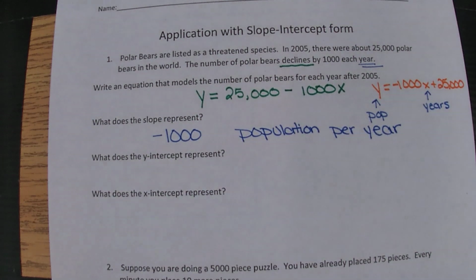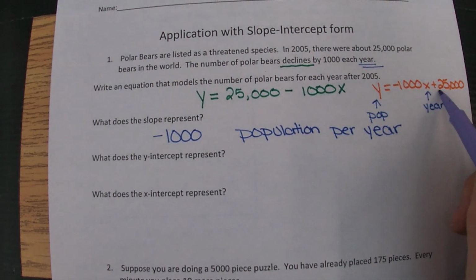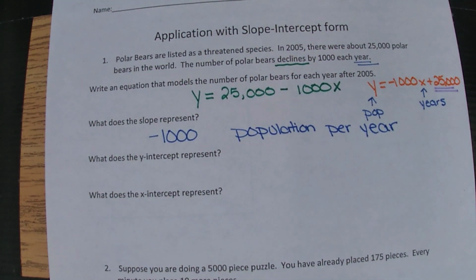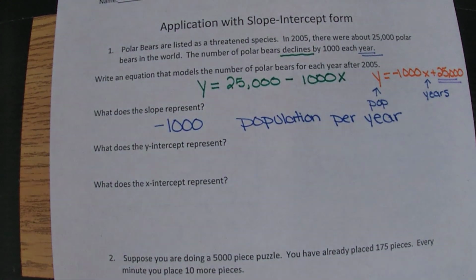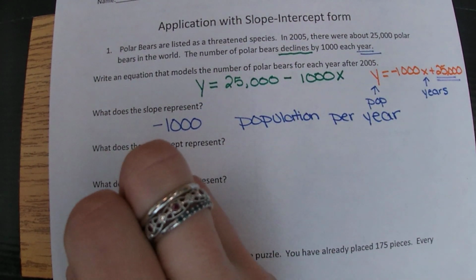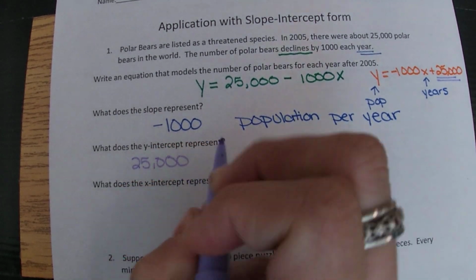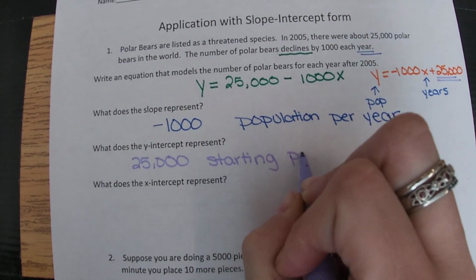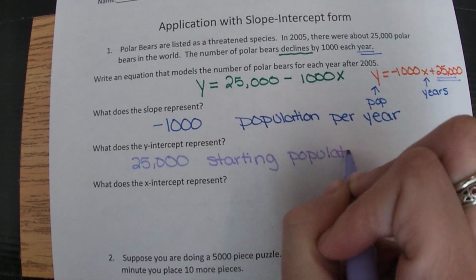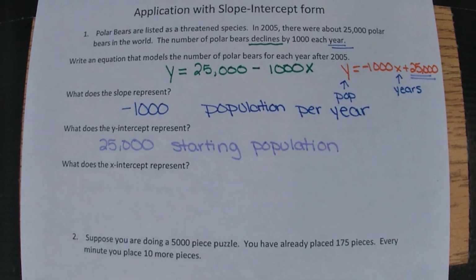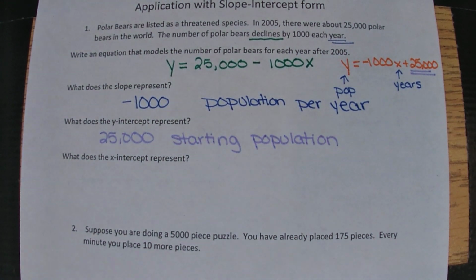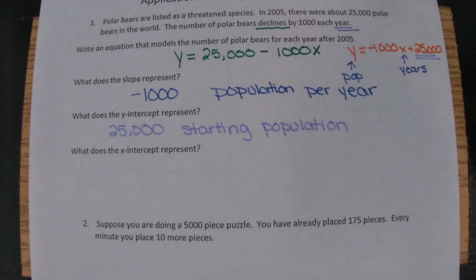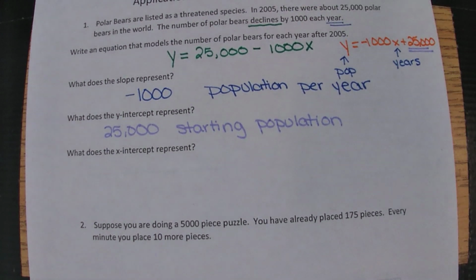Our y-intercept is our b, which in this case is our 25,000. Right, and we said our y-intercept is always our starting point. So in this situation, our 25,000, which is our y-intercept, is going to be our starting population. Now, obviously, it's all relative to the story problem. So our starting population, we don't mean the first amount of polar bears that ever existed on the planet, right? But our starting population from when this data was being collected. So it's our starting population when we started collecting data in 2005.